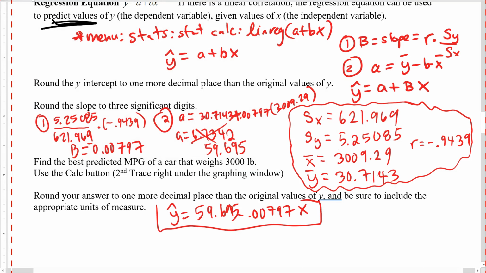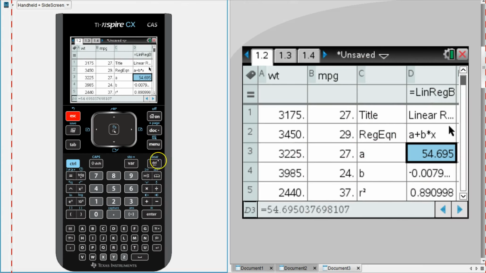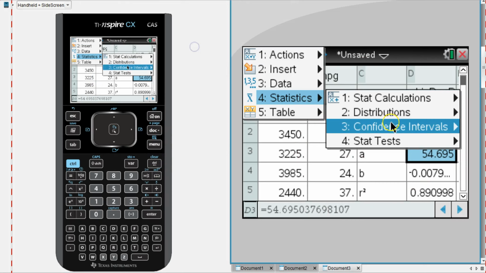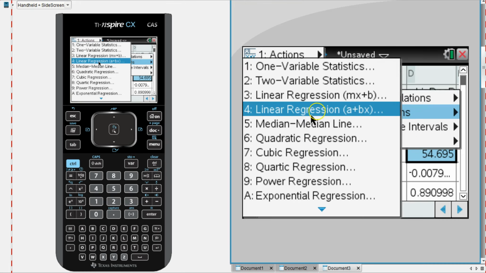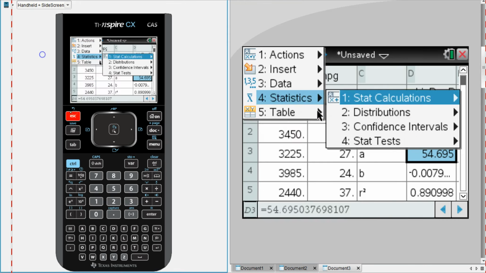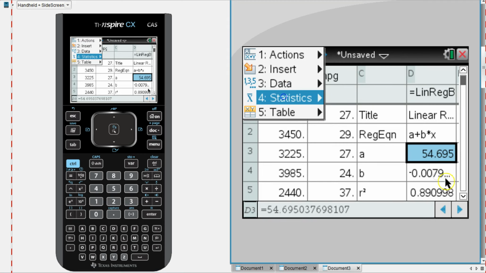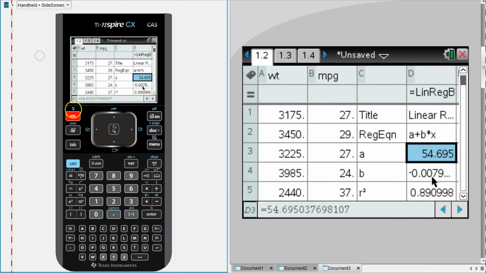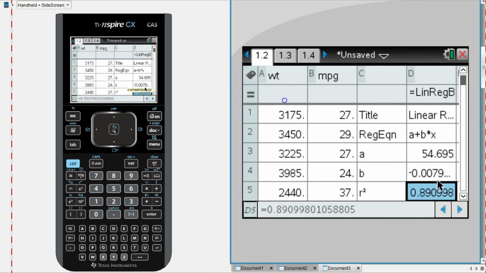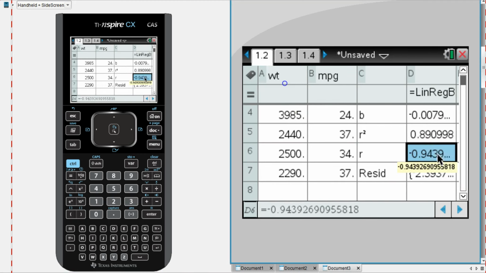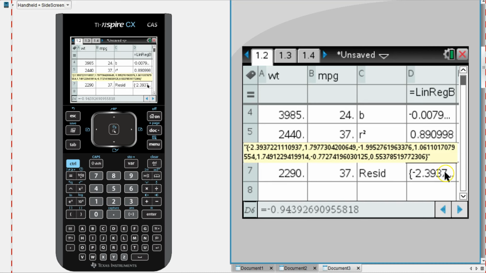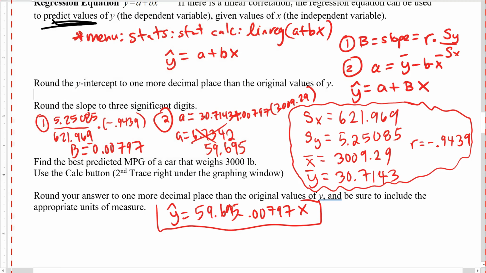All right, so keep in mind, that's all you have to do to get this linear regression is go to Stat, Calc, linear regression, A plus BX. and it gives me the A, it gives me the B, it also gives me the R and the R squared. The R right there is that negative 0.9439, so those are all things that they're going to give us, okay? All right, it also gives us a table of residuals. We'll talk about those as we keep going.